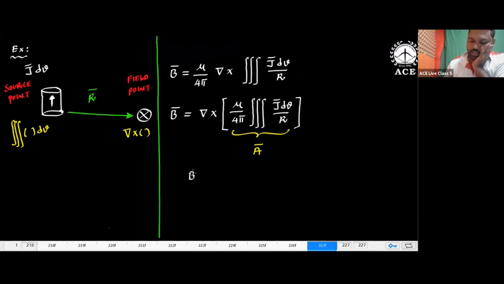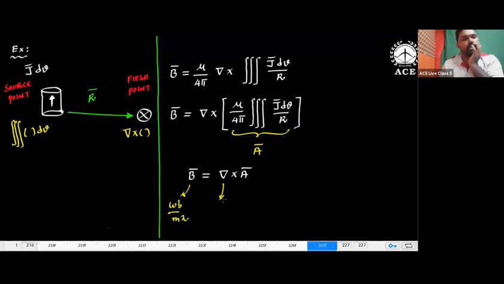And one more thing here: B is equal to del cross A. What are the units for this one? Its units are Weber per meter square. What are the units of del? Dou by dou x, dou by dou y, dou by dou z, isn't it? Its units are per meter. So obviously these units will become Weber per meter. In one of your previous papers, this was a question.